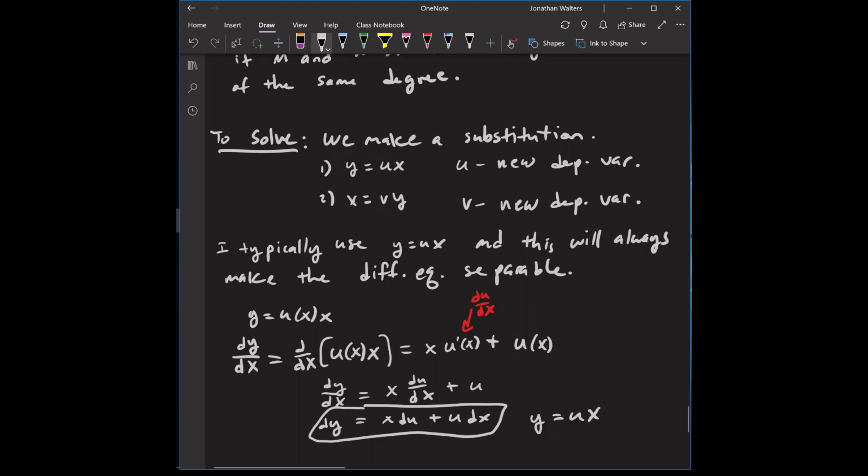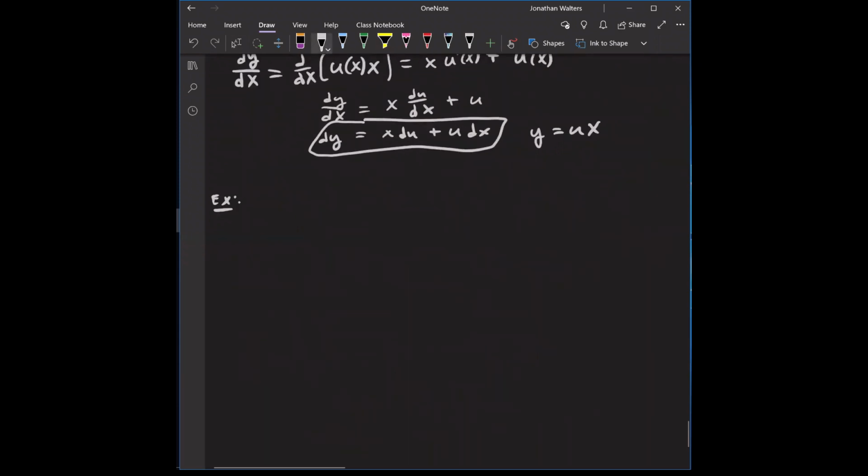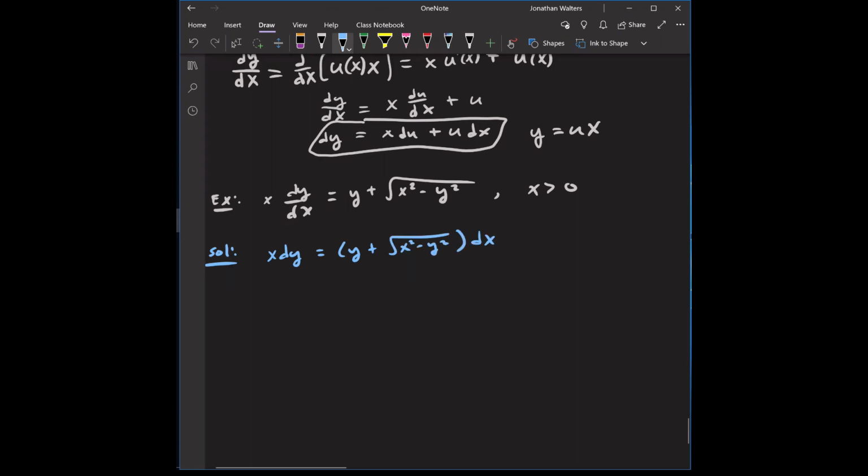Example: we have the differential equation x times dy/dx equals y plus the square root of x squared minus y squared, for x greater than 0. So let's look at the differential form first. x dy equals (y plus the square root of x squared minus y squared) times dx. Then we move the dy term over, so this will become (y plus the square root of x squared minus y squared) dx minus x dy equals 0. So here's our M, here's our N.